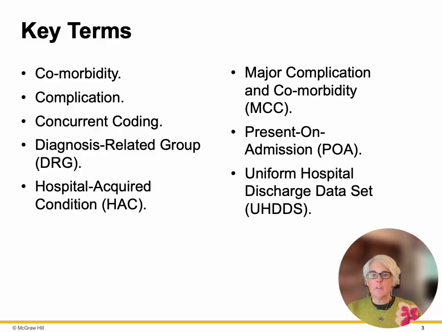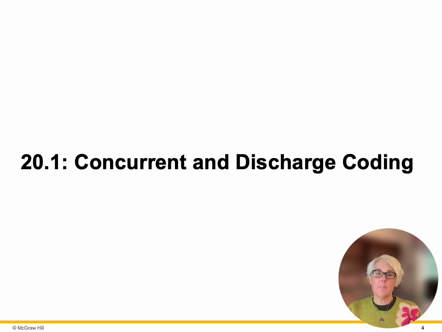POA, present on admission, is a flag that tells us whether the condition existed when the patient was admitted. Or, if it wasn't a condition that existed on admission, did it develop during the hospital stay? Like, for example, we may see a pneumonia. Is pneumonia present on admission, or did it develop during the hospital stay? Lastly, UHDDS is a standardized list of data elements that hospitals must collect for every discharge.